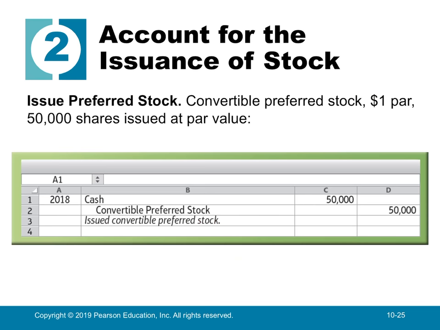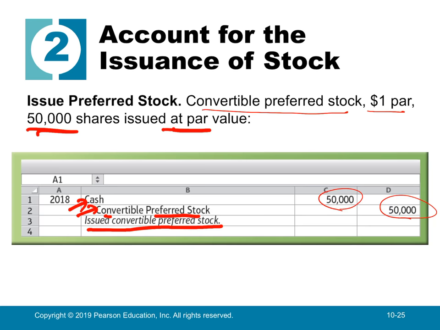So let's look at an example of issuing preferred stock. This is going to be convertible preferred stock, $1 par, 50,000 shares are issued at par, same as before. Debit cash for $50,000, credit instead of common stock, this is going to be called convertible preferred stock, 50,000. So this is issuing convertible preferred stock.